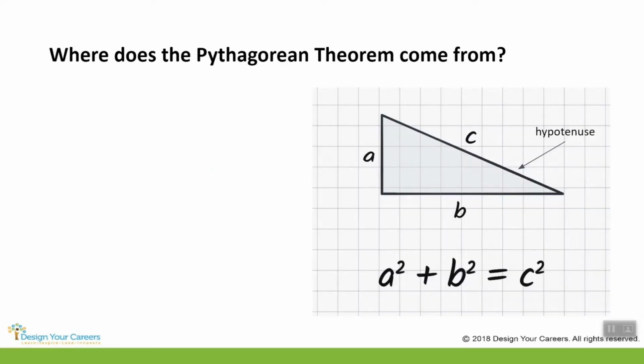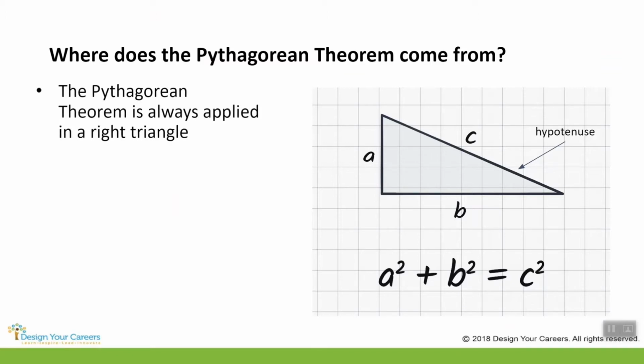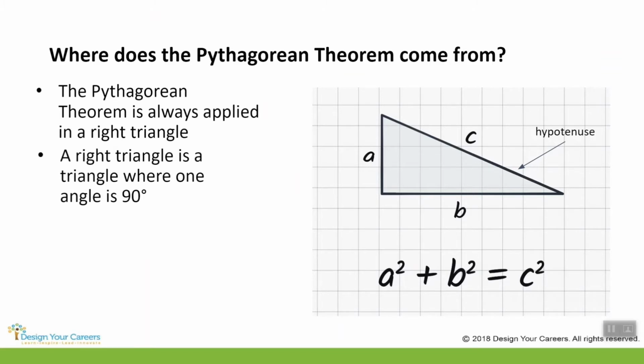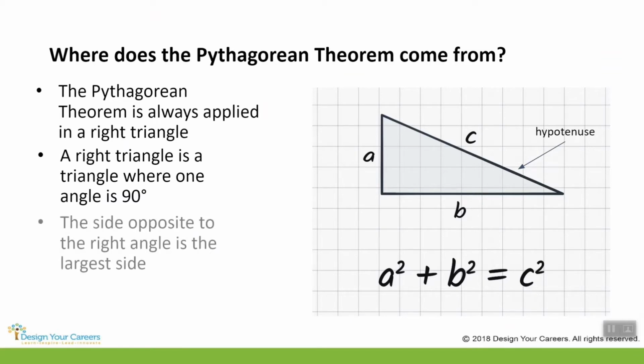Where does the Pythagorean theorem come from? The Pythagorean theorem is always applied in a right triangle. A right triangle is a triangle where one angle is 90 degrees. The side opposite the right angle is the largest side, and we call this the hypotenuse. In the Pythagorean theorem, the hypotenuse is labeled as side c.